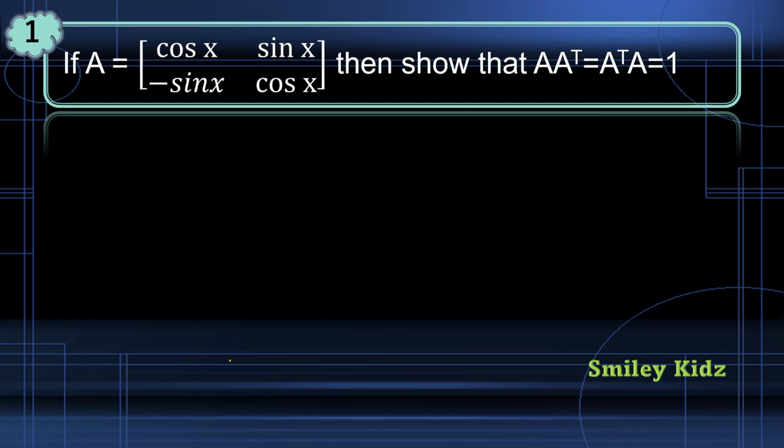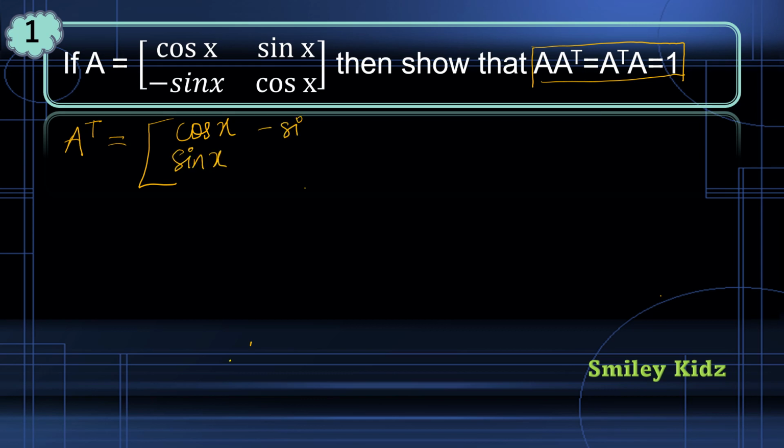If A is equal to [cos x, sin x; minus sin x, cos x], then show that A into A transpose is equal to A transpose A, equals 1. Let us first take the transpose of A. What is A transpose over here? A transpose will be [cos x, sin x; minus sin x, cos x]. This is the transpose of A.